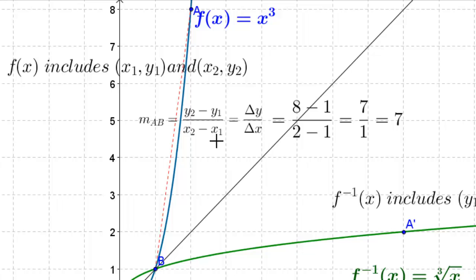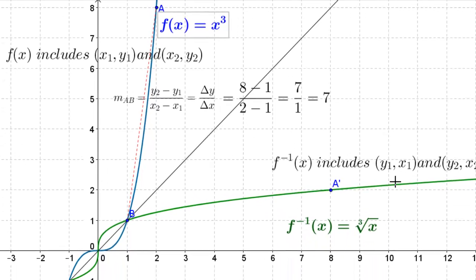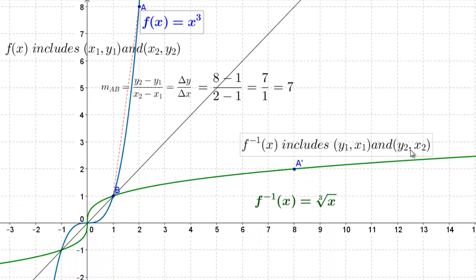If we wanted to extend that with some numbers here to our situation with f of x equals x to the third, the slope of that secant line between A and B is equal to 8 minus 1, the change in the y coordinates, over 2 minus 1, the change in the x coordinates, or 7 over 1, or 7. Well, if the inverse function simply switches the x and y coordinates, then something interesting happens.